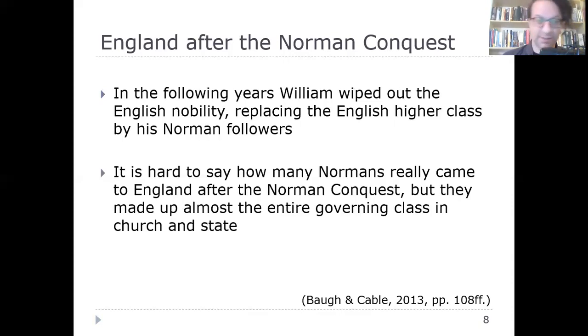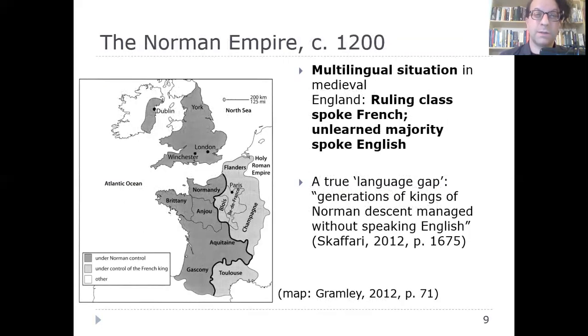So all of a sudden, after 1066, there's not really English texts anymore. Everything is now French and Latin, and hardly any English. So we're left with a strange multilingual situation in England after 1066. The ruling class speaking French, not speaking English, most of them, and the unlearned majority speaking but not writing English because they can't read and write.